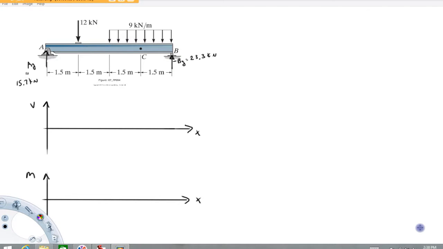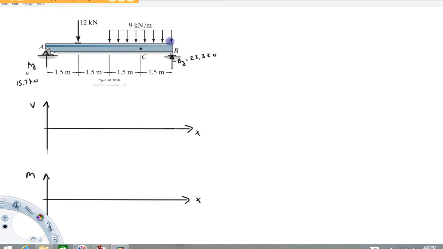The purpose of this video is to provide examples of finding shear and bending moment functions. So what we're looking at here, we've got this beam with the external loading shown, this 12 kilonewton force down and this 9 kilonewton per meter distributed load here.